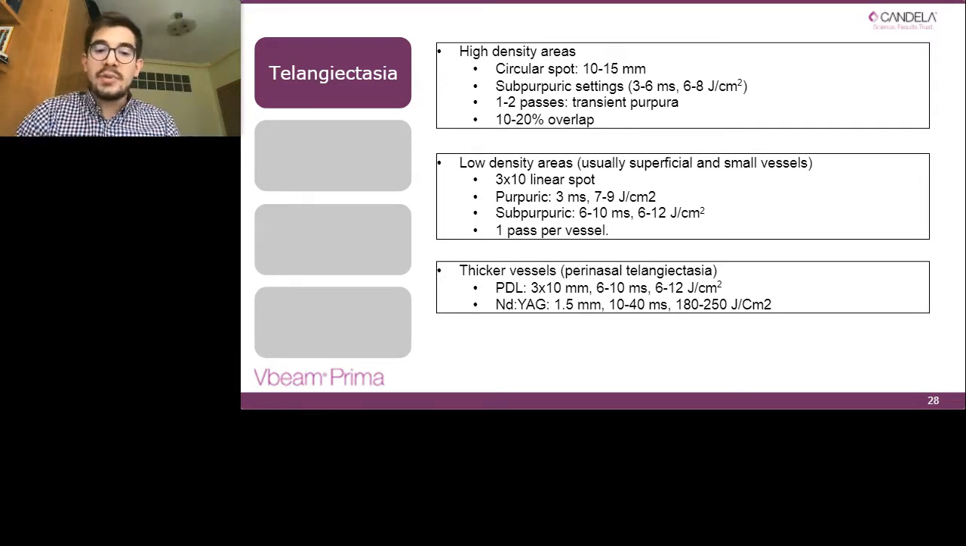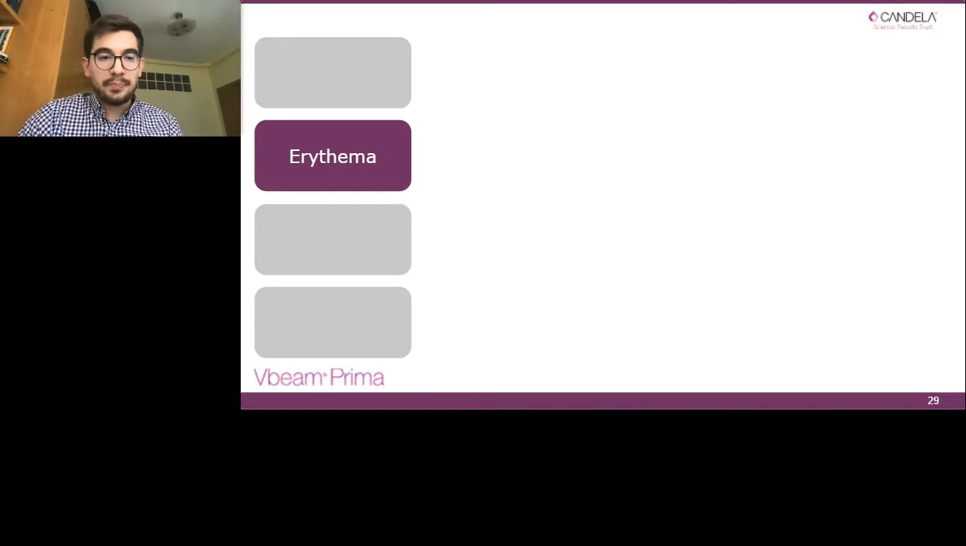I use between 10 to 40 milliseconds, depending on the size of the spot and the size of the vessel. When the vessel is a bit larger, I try to use longer pulse duration because it is going to be safer. When the vessel is smaller, I use shorter pulse duration, and between 180 and 250 joules per square centimeter.